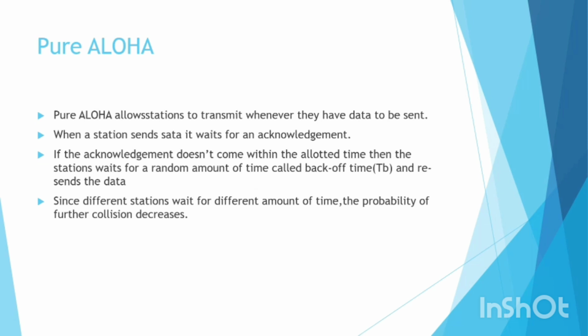When a station sends data, it waits for an acknowledgement. If the acknowledgement doesn't come within the allotted time, the station waits for a random amount of time called the back-off time and resends the data. Since different stations wait for different amounts of time, the probability of further collisions decreases. So the number of collisions decreases here.